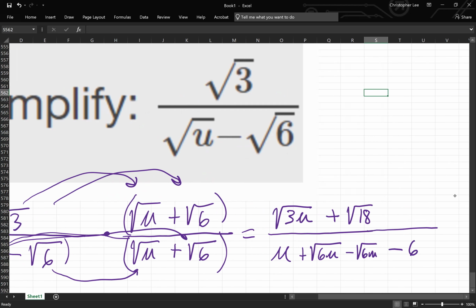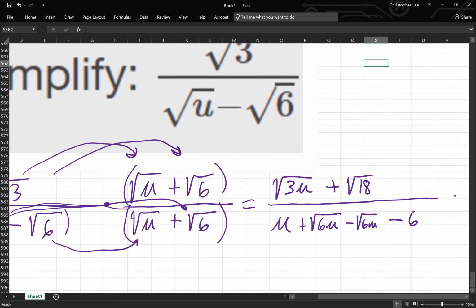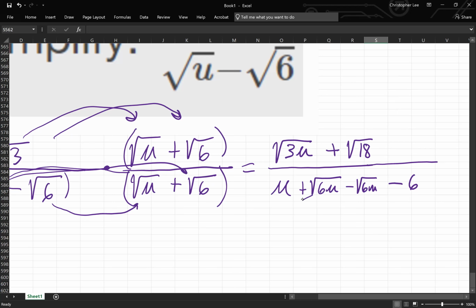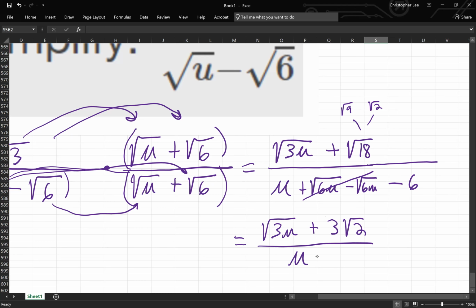It technically is negative square root 36, but square root 36 is 6, all that good stuff, right? Let's combine like terms. You already know these two in the middle are the same. That's going to cancel out. So I have square root 3u plus, now I could simplify that square root 18, right? Remember, square root 18 is just what? That's square root 9 times square root 2, right? And the square root of 9 is what? 3. So 3 square root 2 over u minus 6. And that's it. We call it at that.